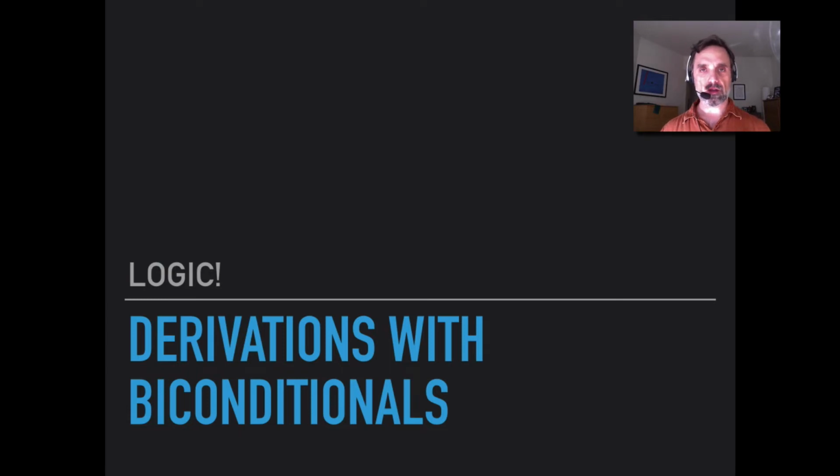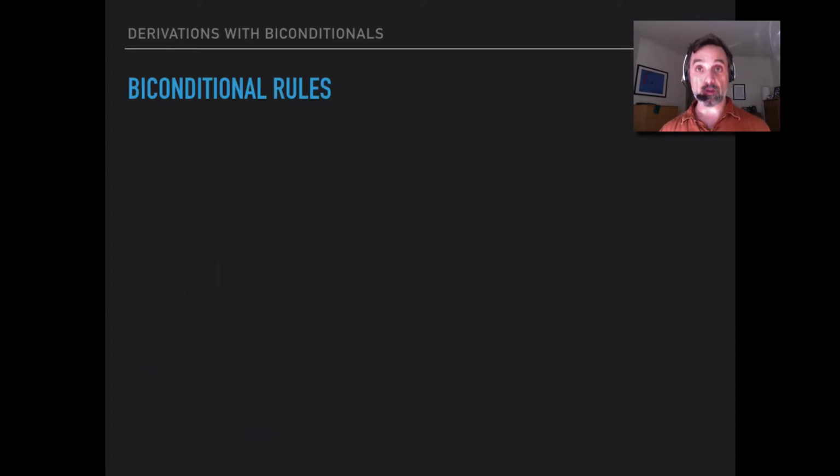Hello! In this video I'm going to talk about derivations with biconditionals, rules, and a little bit of strategy. Fortunately, the rules and strategy are pretty straightforward. So, let's see what the rules are. Our first rule is this. It says if you have both conditionals going in both directions, you can infer the biconditional. And we call this rule CB because we're going from a conditional to a biconditional.